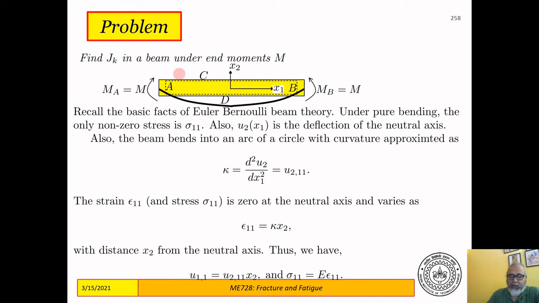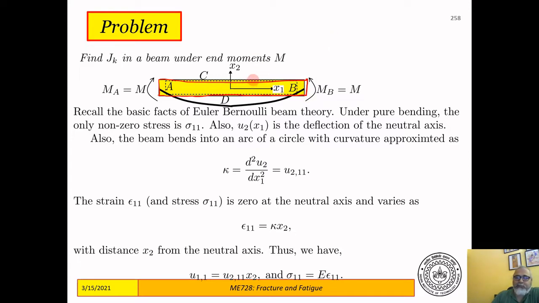So consider this problem. I have a beam, a Euler-Bernoulli beam, like you have done in your strength of materials courses. This yellow thing is the beam, which is subjected to end moments Ma and Mb. Obviously, from equilibrium, Ma is equal to Mb, and I now take the contour along this dotted line, which is infinitesimally close to the boundaries of the beam, but just inside the beam. So that is my delta V, over which I am going to evaluate my Jk.